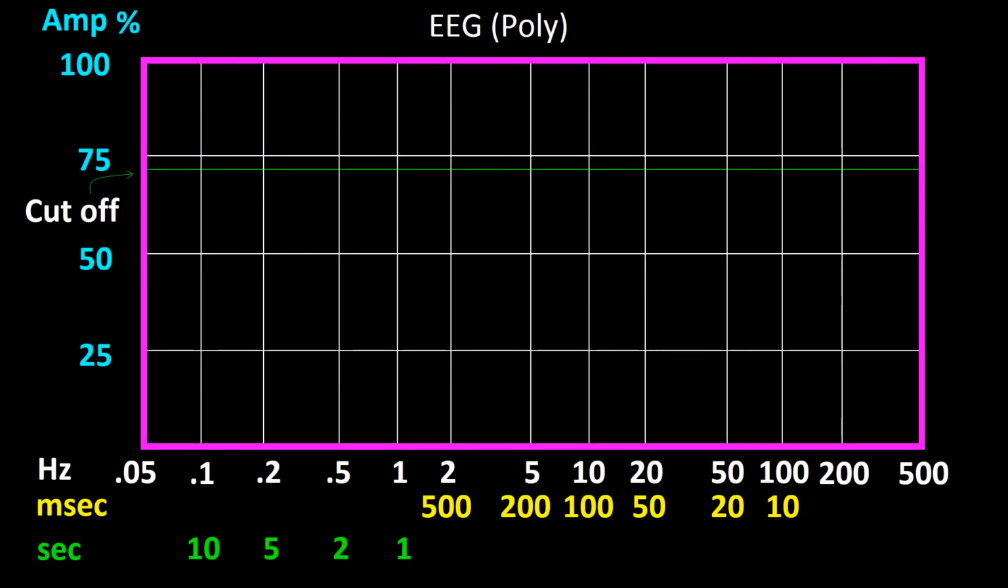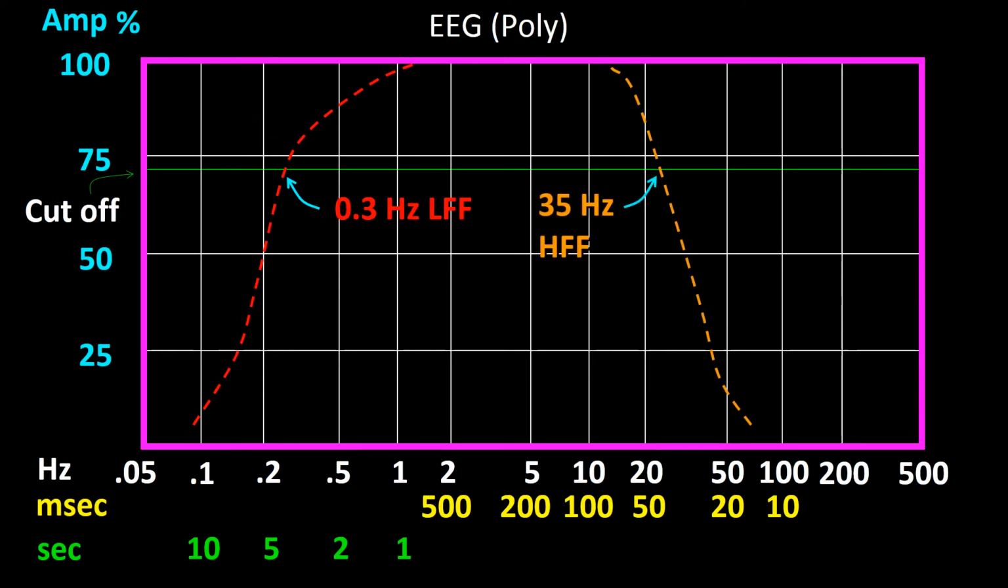This frame shows a filter diagram, which I hope that you have reviewed before in one of our previous talks. I have added the contour of the low frequency filter and high frequency filter used to review the EEG channel in the polysomnogram. The low frequency filter setting is set at 0.3 Hz. The high frequency filter setting is set at 35 Hz.